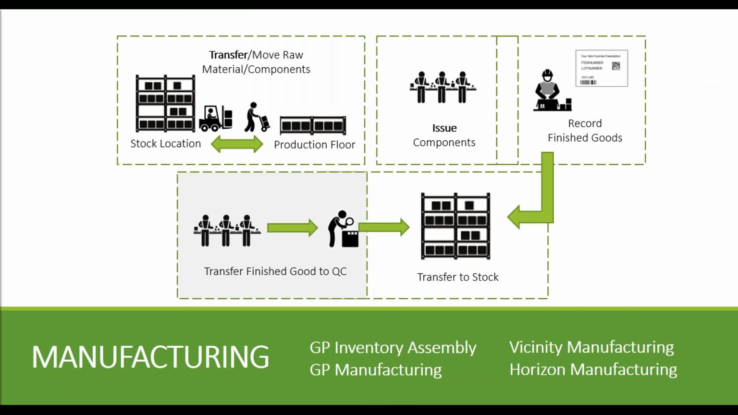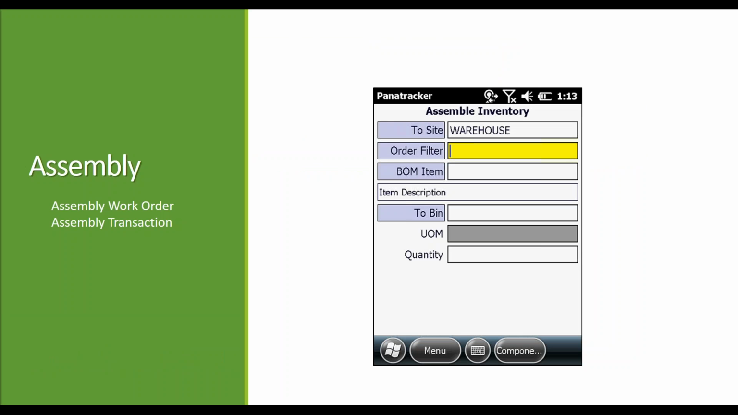So the next feature I'm going to talk about on a very high level is manufacturing. We do support GP manufacturing as well as Vicinity, as well as Horizon. And we also do support the inventory assembly transaction. So if you're a manufacturer and you want to use create production or record the receiving of a manufacturing order, we can do that. We can also issue the components. So again, there's a lot of functionality around the manufacturing that we support as well.